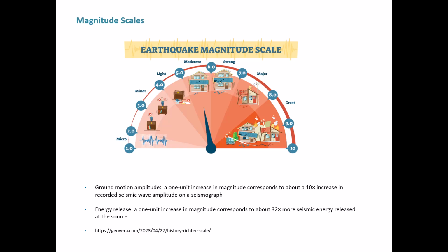So here are some interesting things to think about with these magnitude scales. Let's say we've got a 1 unit increase in magnitude. That corresponds to about a 10 times increase in the recorded seismic wave amplitude as measured on a seismograph. And for that same 1 unit magnitude increase, that corresponds to about 32 times more seismic energy released from that source. A little perspective there on how those magnitudes work.